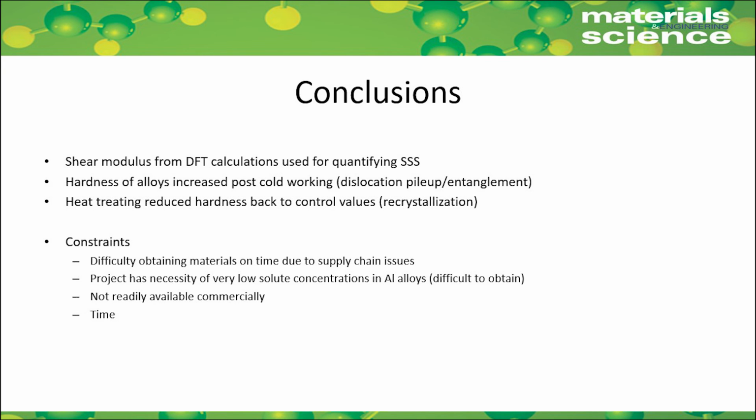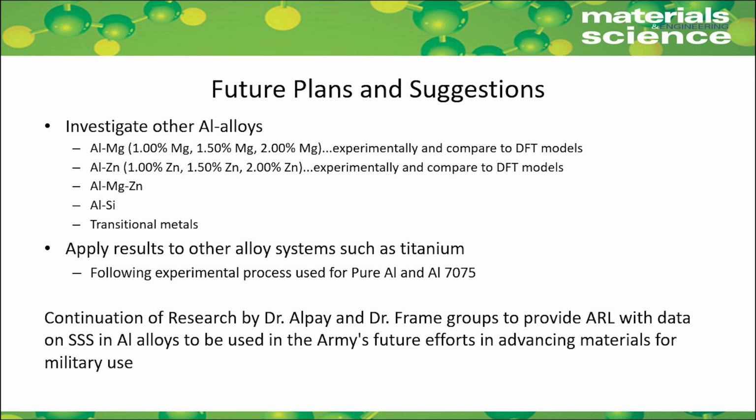For the constraints, it was difficult to obtain our initial aluminum alloys in time due to supply chain issues and needing alloys with very low solute concentrations that are not readily available commercially. For the future of this project, low concentration aluminum magnesium and aluminum zinc alloys should be tested experimentally and then compared to the theoretical work.